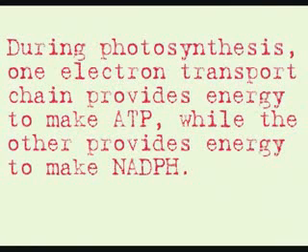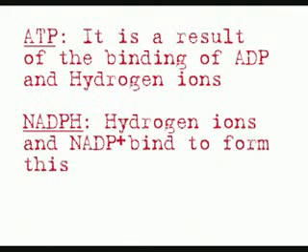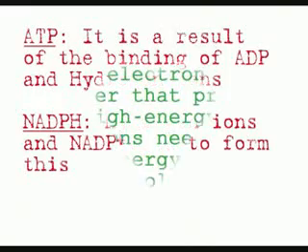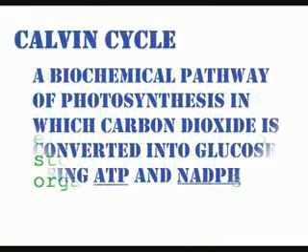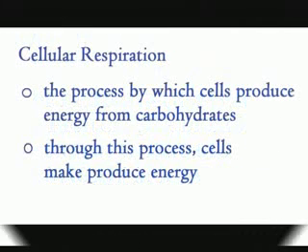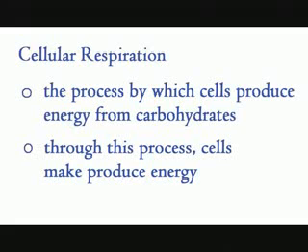During photosynthesis, one electron transport chain provides energy to make ATP, while the other provides energy to make NADPH. Calvin cycle is a biochemical pathway of photosynthesis in which carbon dioxide is converted into glucose using ATP and NADPH.